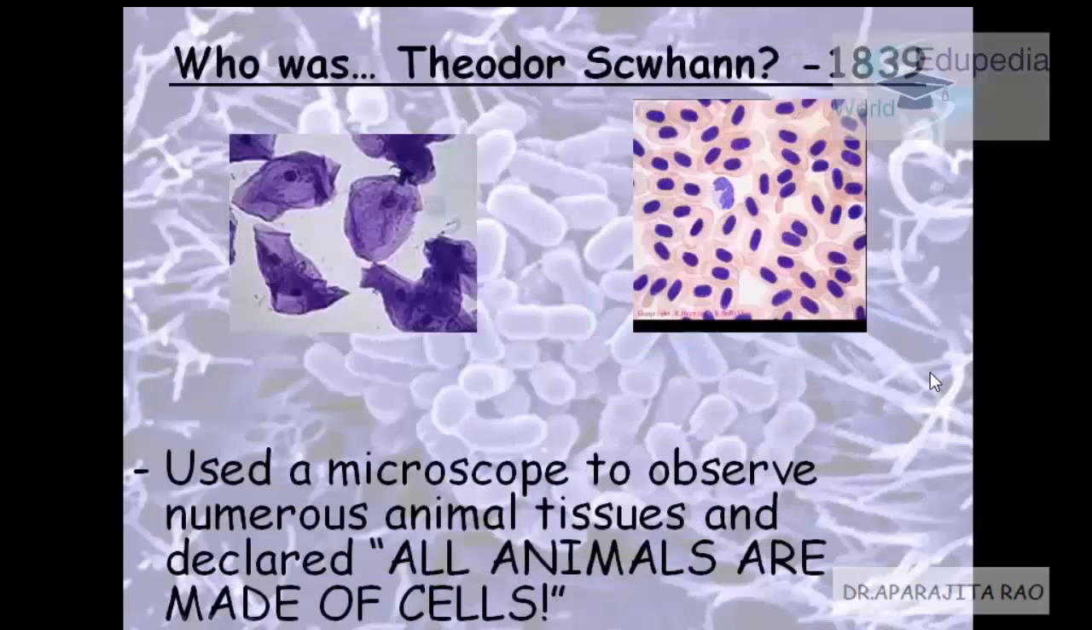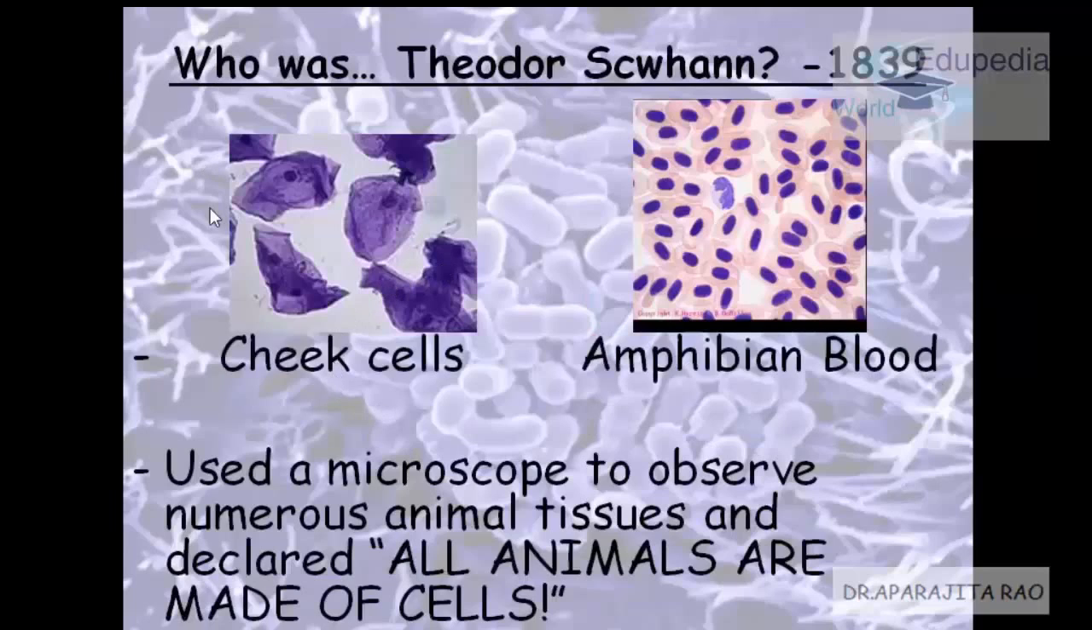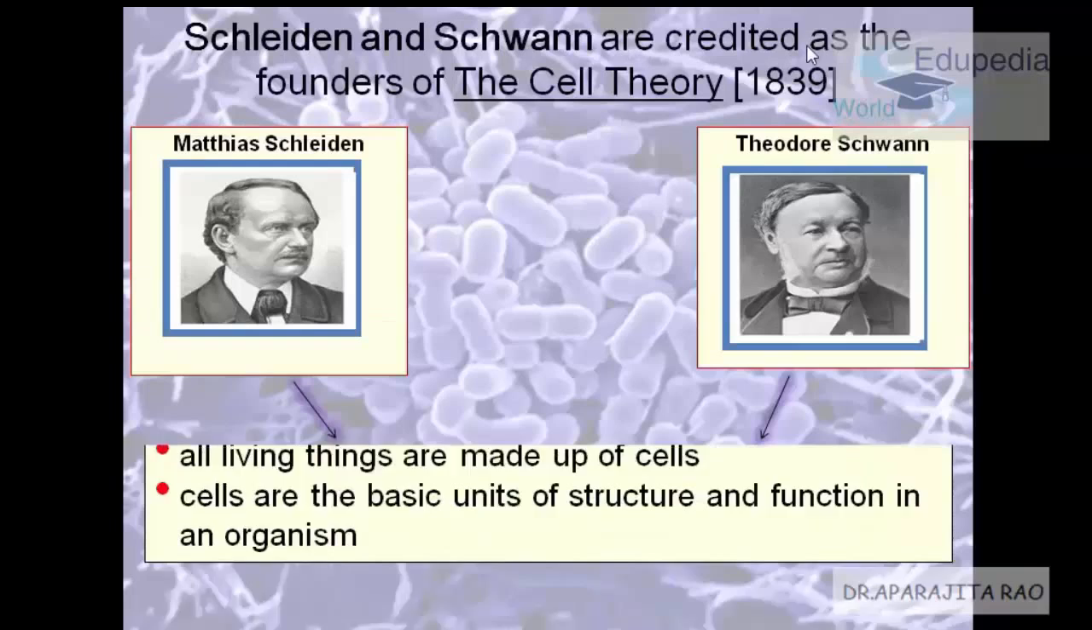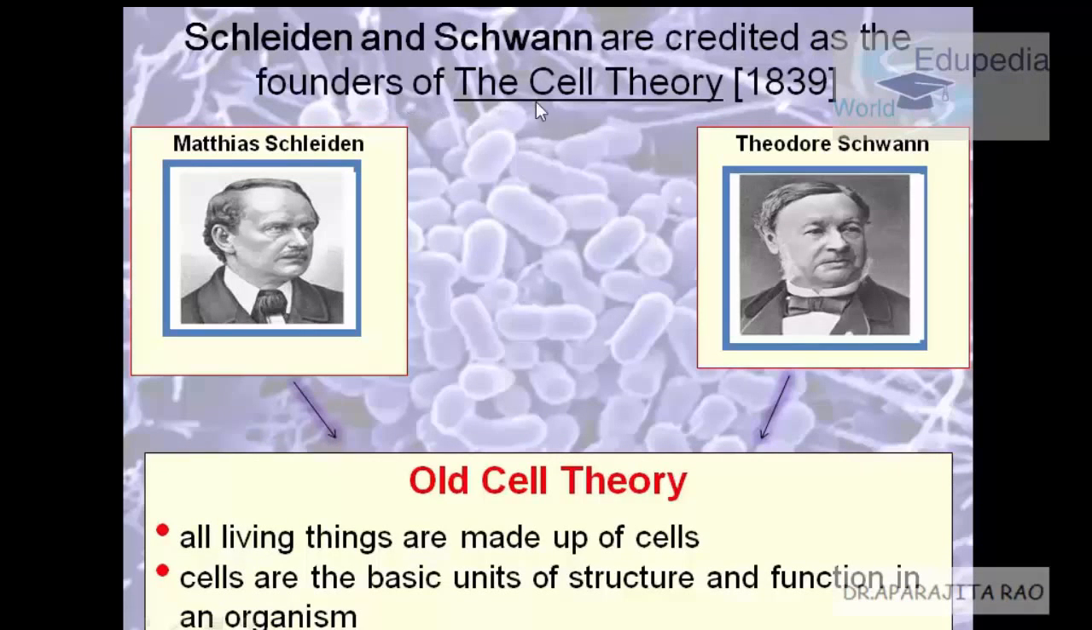So then, after seeing all these cells, it was proven that both animals and plants, that is all living things, have cells. So Mr. Schleiden and Mr. Schwann were credited as the founders of cell theory in 1839. And back then the old cell theory had two points. First being all living things are made up of cells, and second being cells are the basic units of structure and function in an organism.